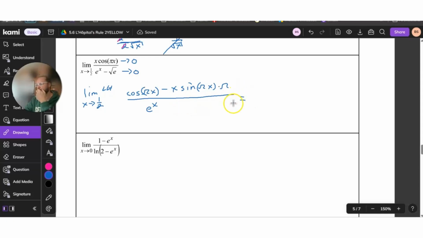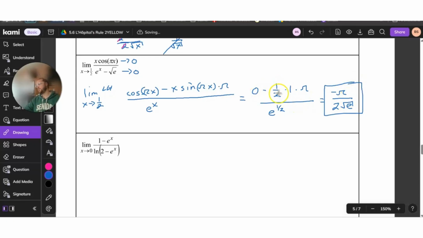Now we just plug in things. All right, 1/2. Cosine of pi over 2, that's 0. Minus 1/2 times the sine of pi over 2, which is 1, times pi, over e to the 1/2. Which is negative pi over 2 square root e. So all I'm doing on the top here, I would get negative pi over 2 divided by e to the 1/2. Keep, change, flip. Basically, we just end up with this. If I did it too fast, I'm sorry.